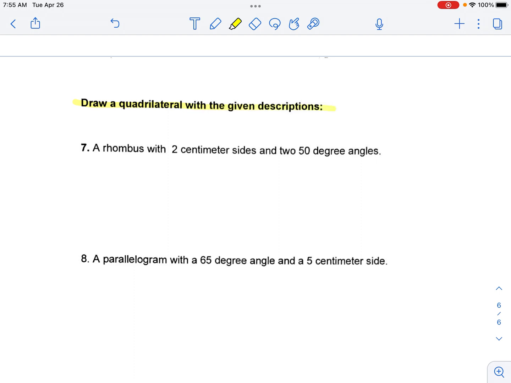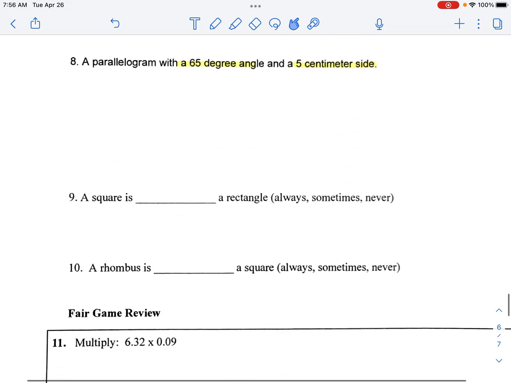Directions. Draw a quadrilateral with the given descriptions. Okay, so these are a couple more problems that you're going to have to check the PDF and look at my quadrilaterals that I drew. Make sure that you are labeling on your test tomorrow. Make sure that you label your 2-centimeter sides, and make sure that you labeled your 2 50-degree angles just like I did. Number 8, be sure that you labeled your 65-degree angle and your 5-centimeter side.